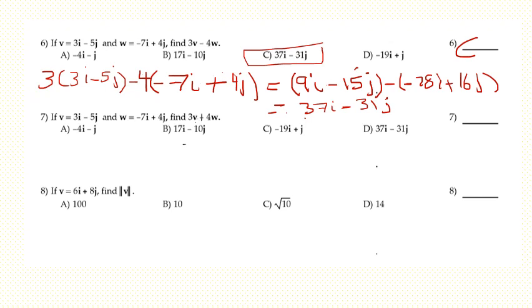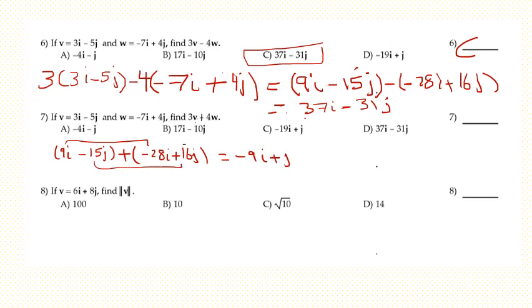Number 7, we changed the sign in the middle to positive, so it's 3v, and 3v is equal to 9i minus 15j. Now it's a plus negative 28, 4 multiply negative 7 is negative 28i plus 16j. So it's 9 minus negative 28, and negative 15 plus 16 is positive j, so 37i. So the right answer is D.